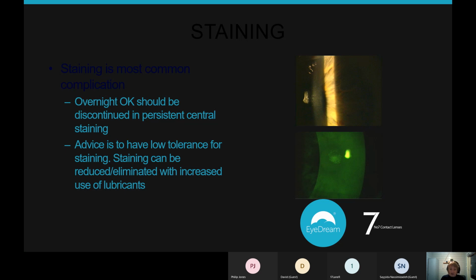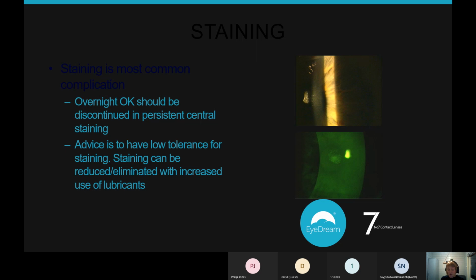If you were to see staining like this, you definitely can't say to the patient, carry on wearing them. You need to cease wear and let that re-epithelialize. But it's very tempting to think that that must be because the lens is too flat and it's squashing on the central cornea. But what we know is actually this kind of staining is much more common in two circumstances.